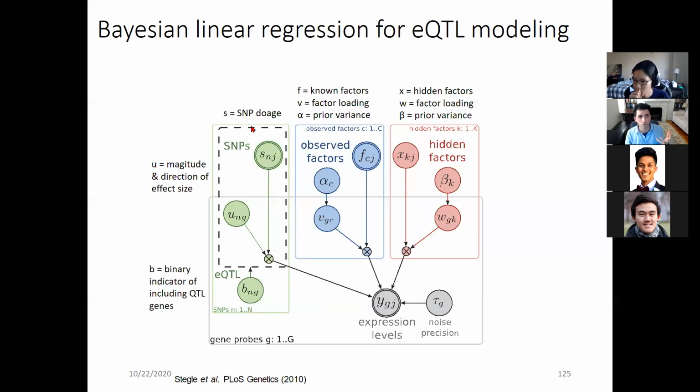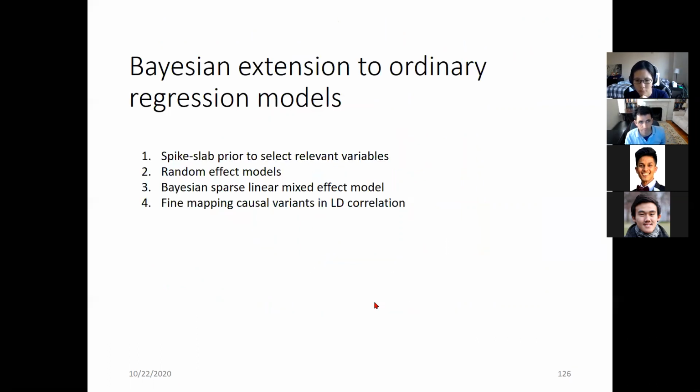So you can basically use a Bayesian linear regression model for modeling these eQTLs, for basically asking, what are my observed factors? What are my hidden factors? And how are the SNP eQTLs affecting the expression levels directly? And then you can, of course, add a certain amount of noise. So these are the covariates, for example, which are both observed and inferred. And these are the SNPs and then the eQTL effects here. So you can extend these linear regression models using this Bayesian framework.